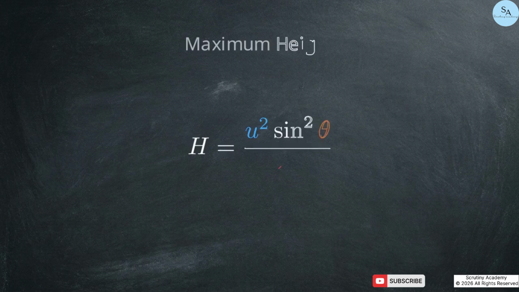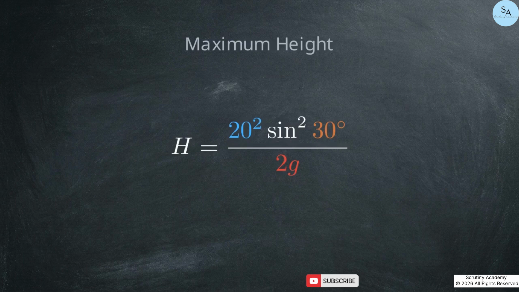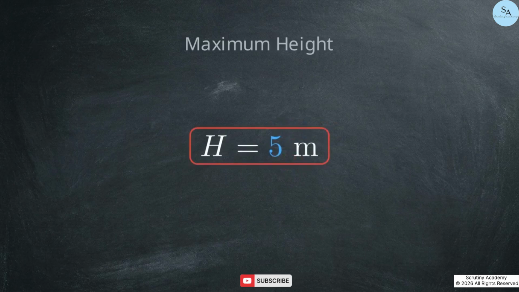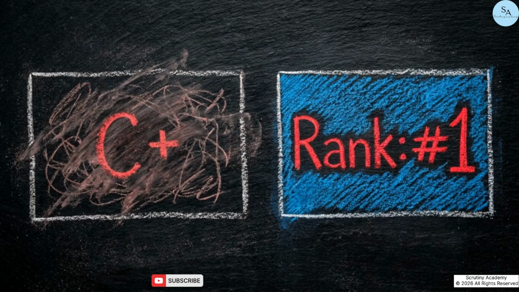Here is the correct substitution. You take the initial velocity squared, multiply it by the sine squared of 30 degrees, and divide by 2 times gravity. The entire expression reduces cleanly down to exactly 5 meters. Catching minor unit conversions and holding your sign conventions steady during these calculations is exactly what separates an average score from a top medical rank.